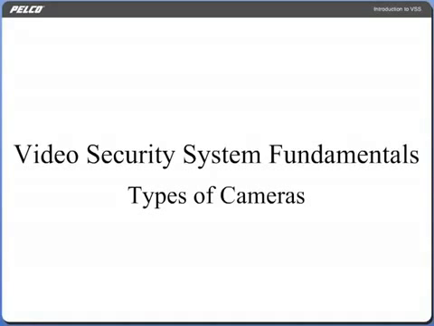This course is a guide to the basics of any video security system. This section will cover an introduction to types of VSS cameras. At the end of this course, the learner will be familiar with the types of cameras used in VSS. At the end of this section, you will be asked to complete a few assessment questions.